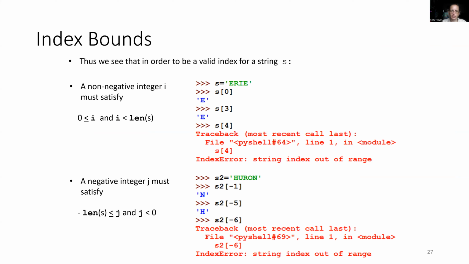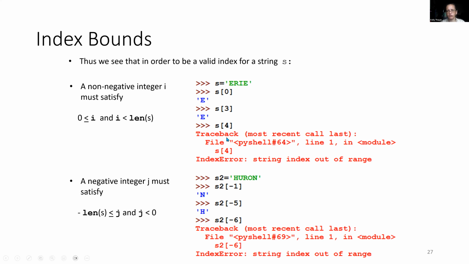Let's talk about those index bounds. Thus, we see that in order to be a valid index for a string S, a non-negative integer I, and the reason why we say non-negative instead of positive is because we also need to include 0, must run between 0 is less than or equal to I and I is less than the length of the string. So we saw that if we exceed that, you've fallen off the edge of the string. So it goes to less than the length of the string, because the length of the string will be 1 too many because the indexing started at 0.